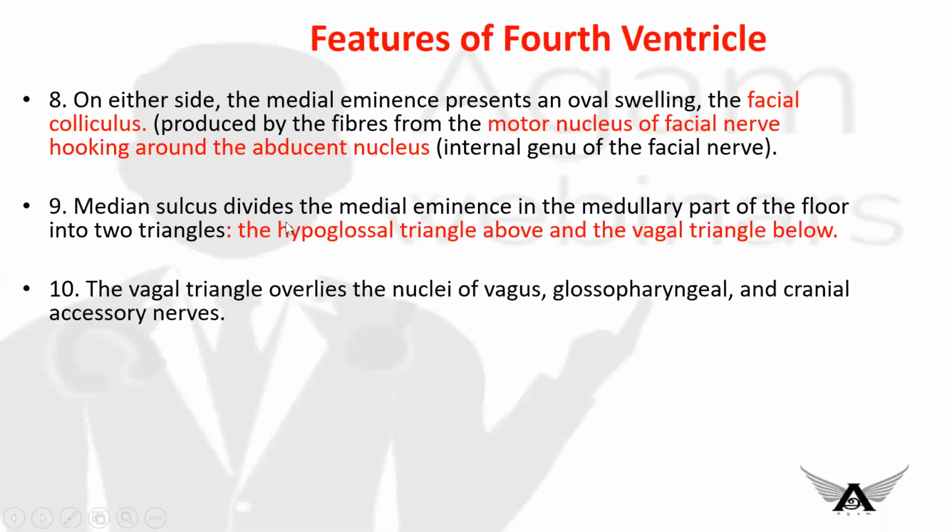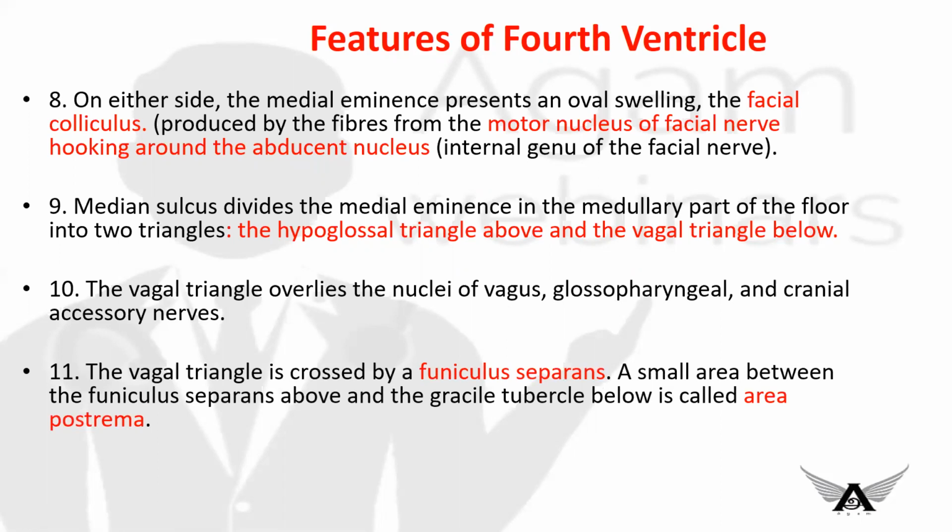So the median sulcus divides the medial eminence in the medullary part of the floor into two triangles, the upper hypoglossal triangle and the vagal triangle below. The vagal triangle overlies the nuclei of the vagus, glossopharyngeal and cranial accessory nerves. Here comes the facial nerve, abducens nucleus, abducens nerve. In the vagal triangle we have the nuclei of the vagus, glossopharyngeal and cranial accessory nerves.